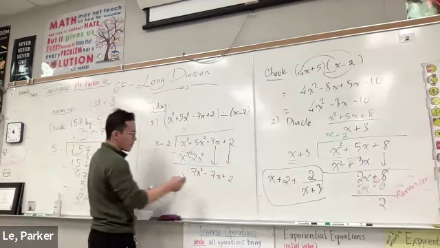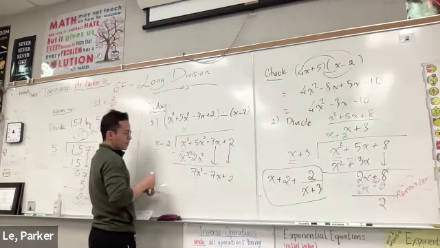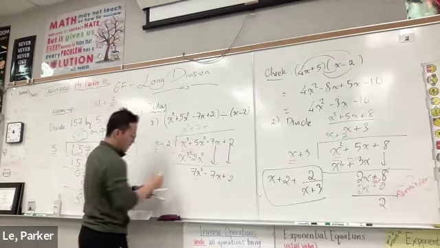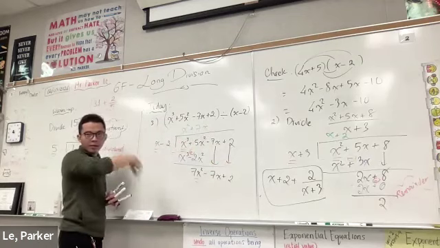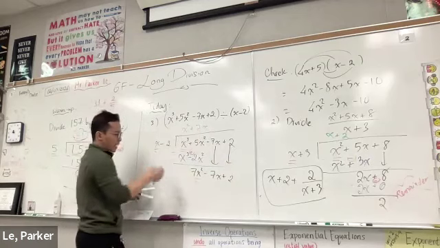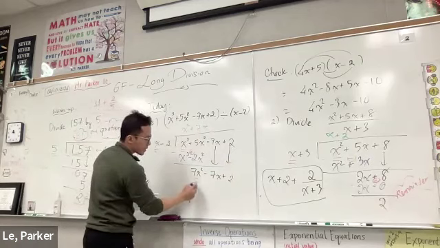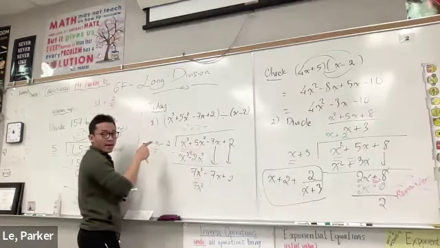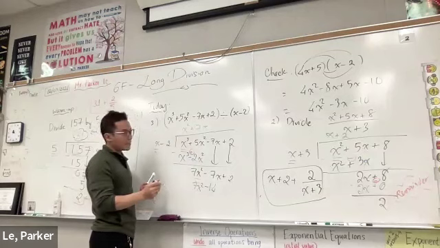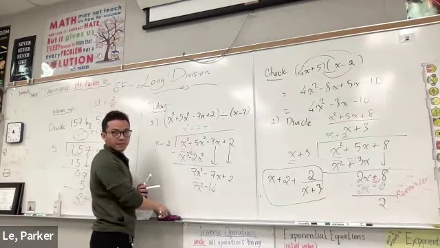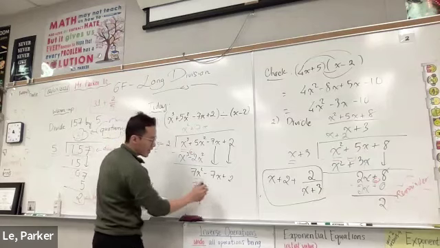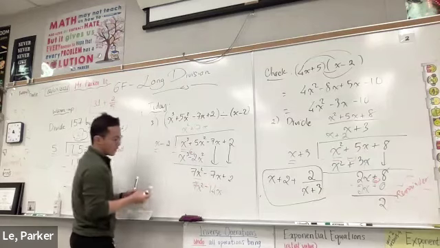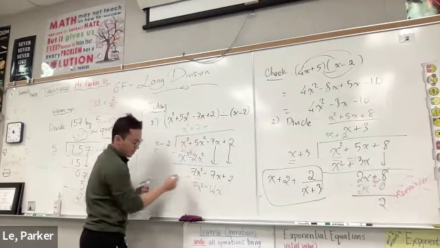So 7x squared divided by x, what do you have? 7x, very good. Now multiply back. We just keep that process: divide, multiply back, subtract, okay? 7x times x, the first one is always the same, 7x squared. And then 7x times -2. Wait, 7x times -2 is -14x.